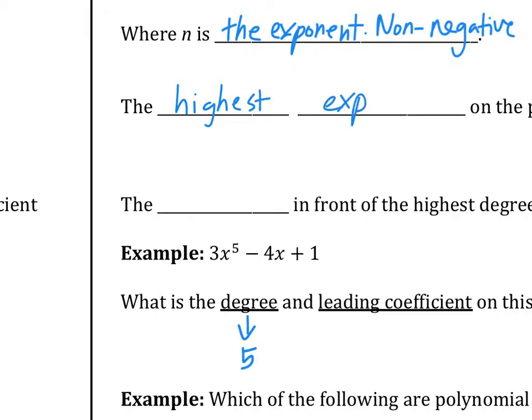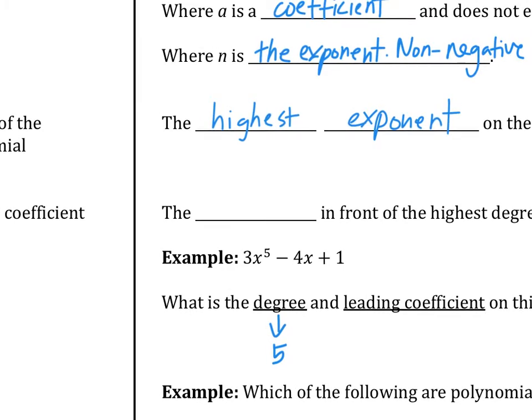It's right there. Okay, it's the highest exponent. Then what is the leading coefficient? For that one, 3. Yes, the leading coefficient is 3 in this case. And how do you know that's the leading coefficient? It's in front of what? Yes, in front of the highest degree. So it's the coefficient in front of the highest degree.